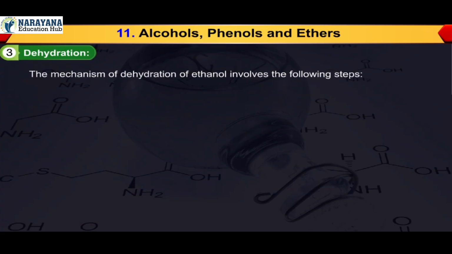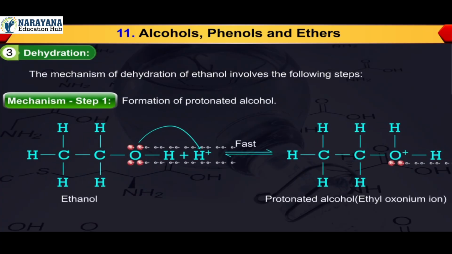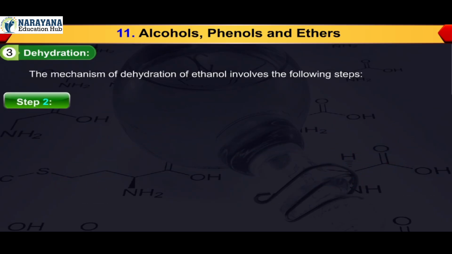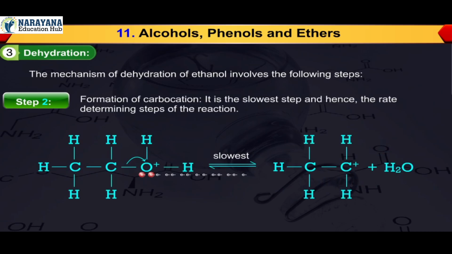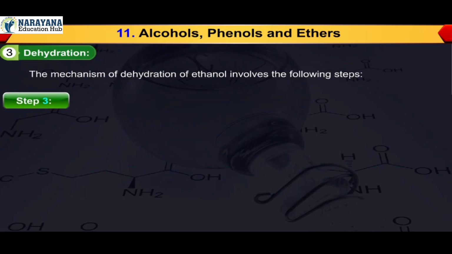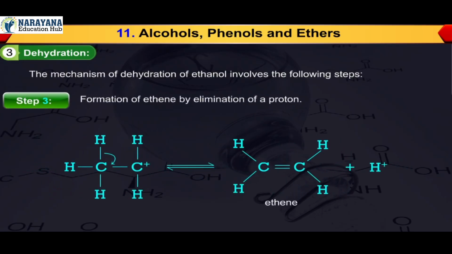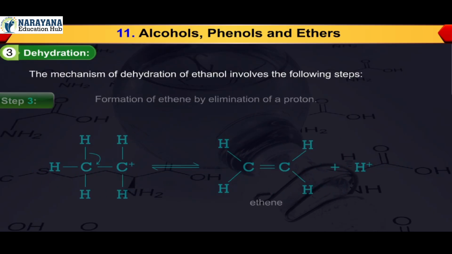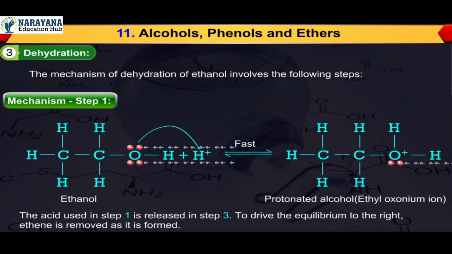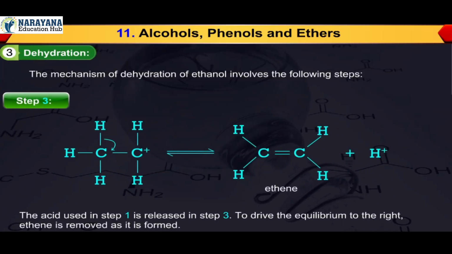The mechanism of dehydration of ethanol involves the following steps. Step 1. Formation of protonated alcohol. Step 2. Formation of carbocation. It is the slowest step and hence the rate-determining step of the reaction. Step 3. Formation of ethene by elimination of a proton. The acid used in step 1 is released in step 3. To drive the equilibrium to the right, ethene is removed as it is formed.